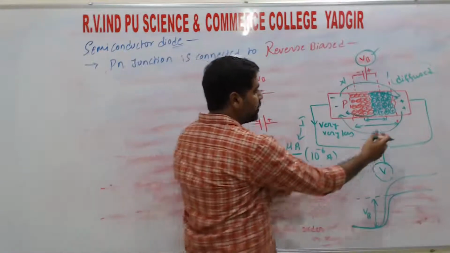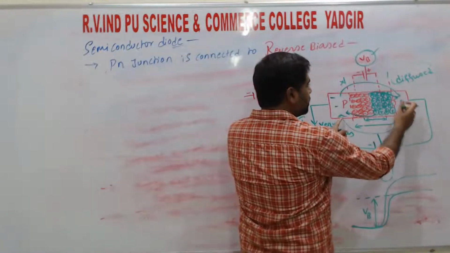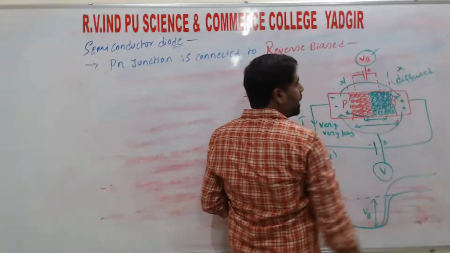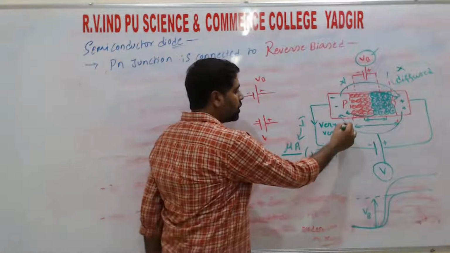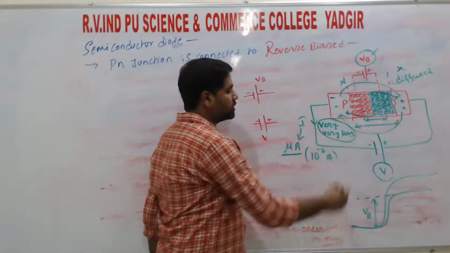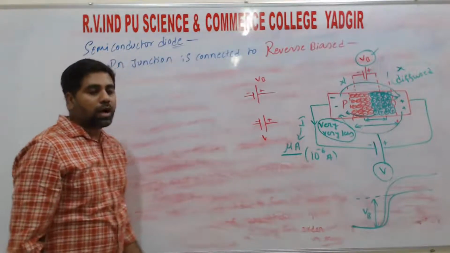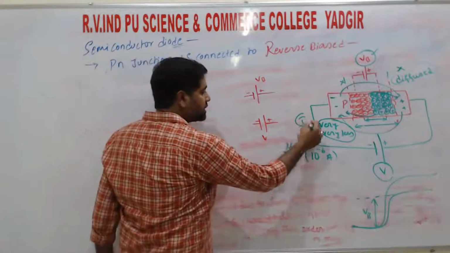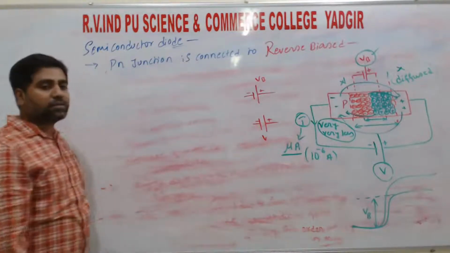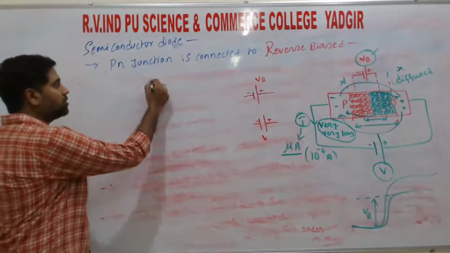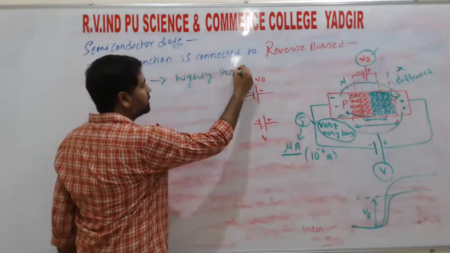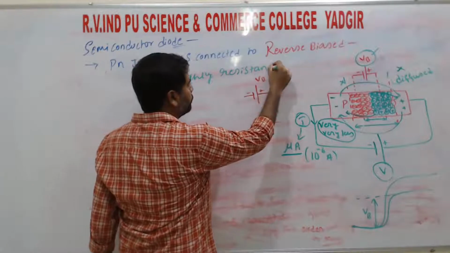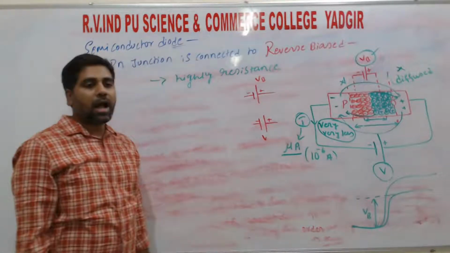As this depletion layer goes on increasing, the amount of diffusion by P type and N type is very less, so only a few charge carriers get diffused, hence we are getting low current. As we are getting less current, we say the reverse biased PN junction is highly resistive. So it offers high resistance.